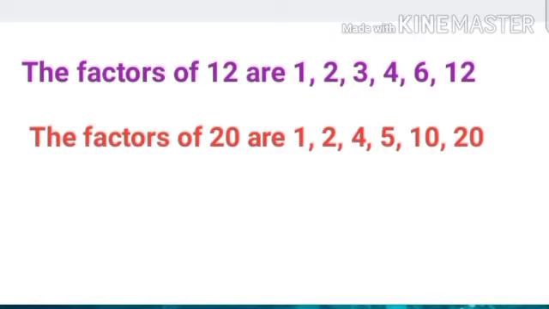So the factors of 12 are 1, 2, 3, 4, 6 and 12. And then the factors of 20 are 1, 2, 4, 5, 10 and 20. Now we can find the common factors. Here we are going to find the common factors. The common factors means the number must be available in both the numbers. So we are going to pair the numbers.